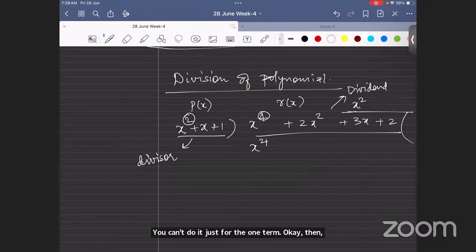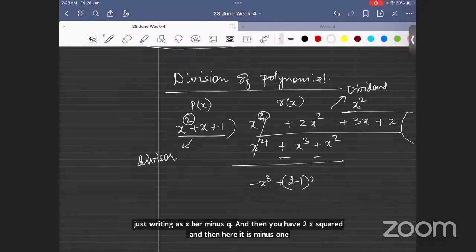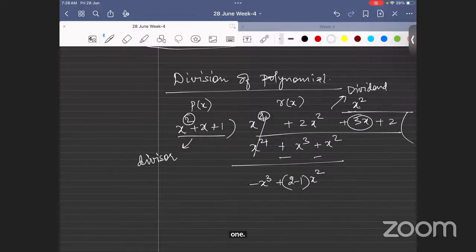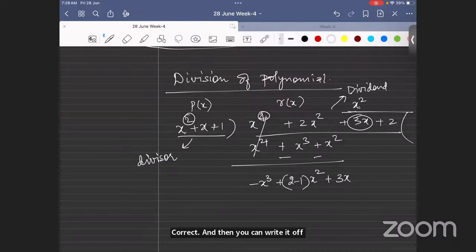And then if we multiply x and x square, we'll get x cube, and then you have x square. If you cut it out, this gets cancelled out, and you're left with what? Because you don't have any term in x cube, you'll write x cube with a minus, and then you have 2x square, and here it is minus 1, so we write 2 minus 1, x square, correct? And then you can write it off directly. It's the same as the division you do in maths.